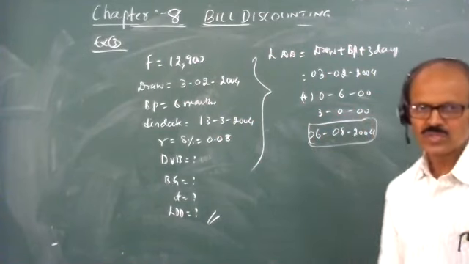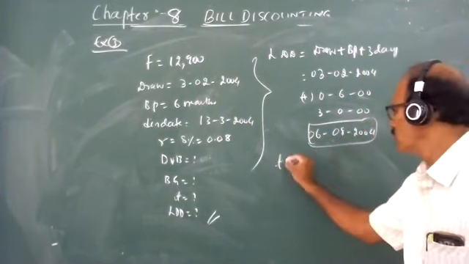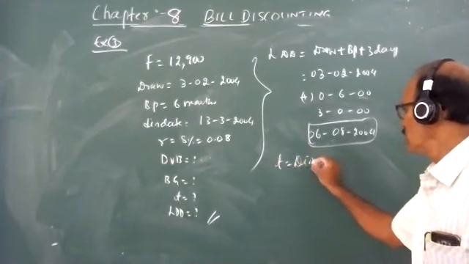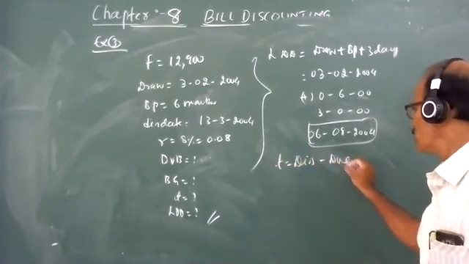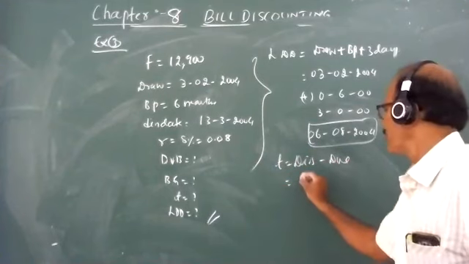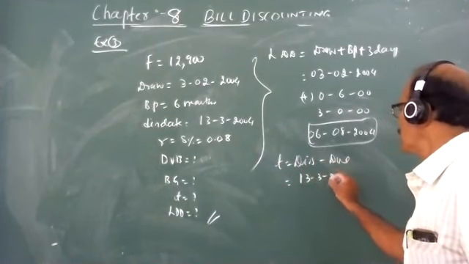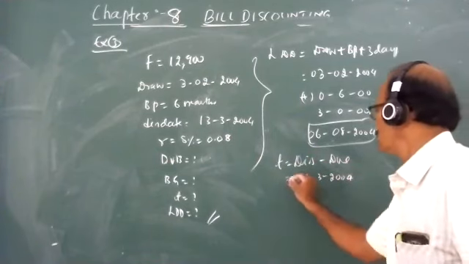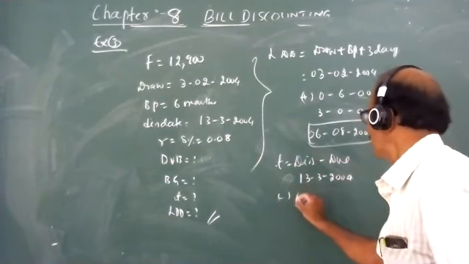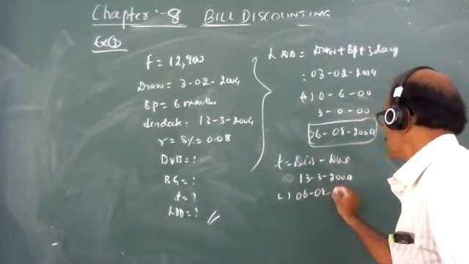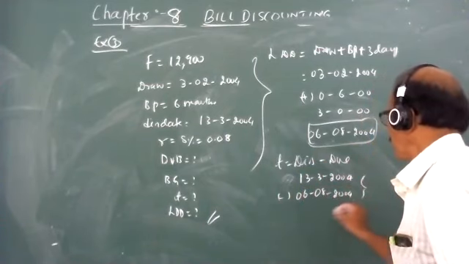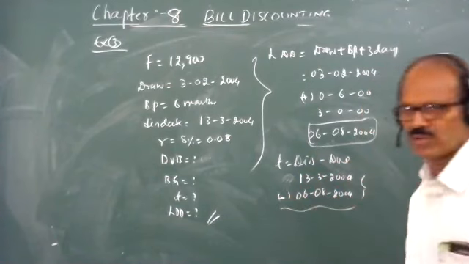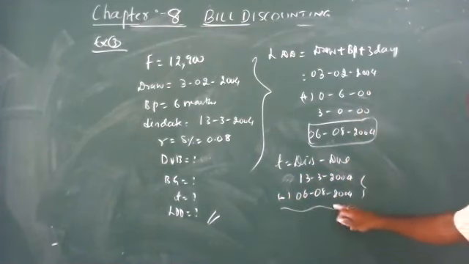That is the due date. Now T is what? T is due date minus discount date. Discount date given here is 13/3/2004, and due date is 6/8/2004. Now how to subtract? Very important. Go to the reverse side. First you take the month of March.